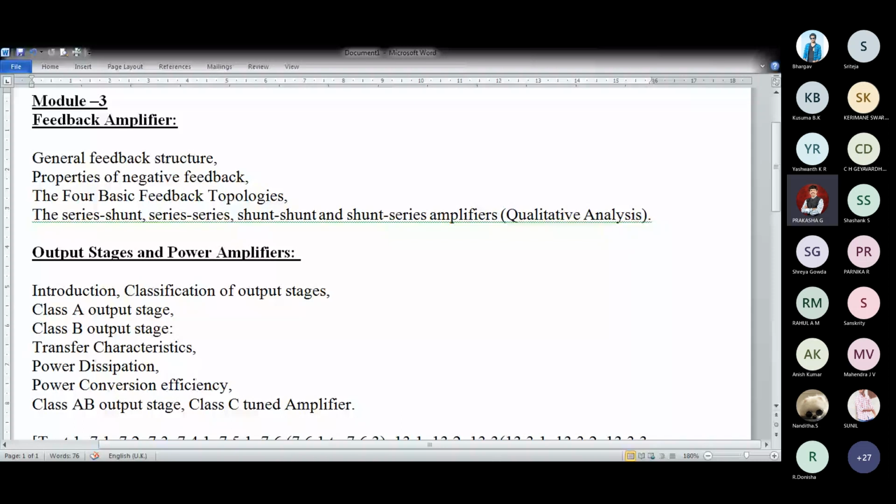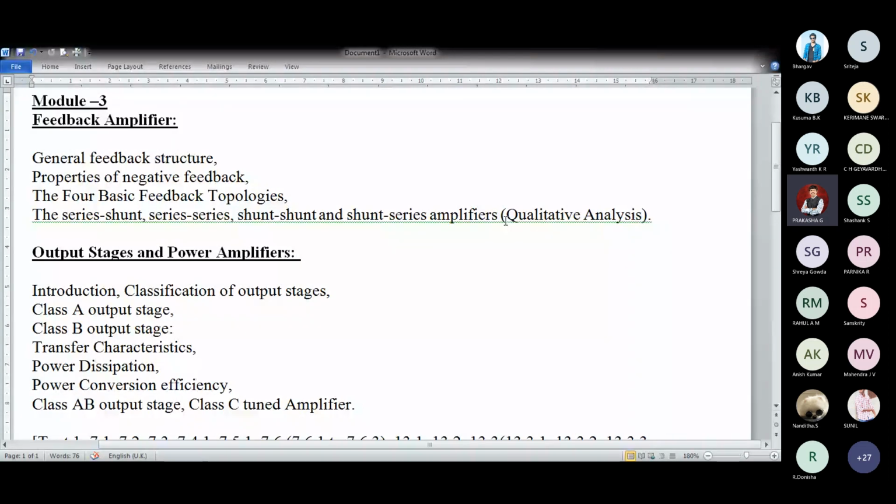In that one we discuss these topics which are mentioned: general feedback structure, properties of negative feedback, and the four basic feedback topologies: series-shunt, series-series, shunt-shunt, and shunt-series amplifiers. Means four different topologies, what I am saying. These are all qualitative analyses we are going to discuss.